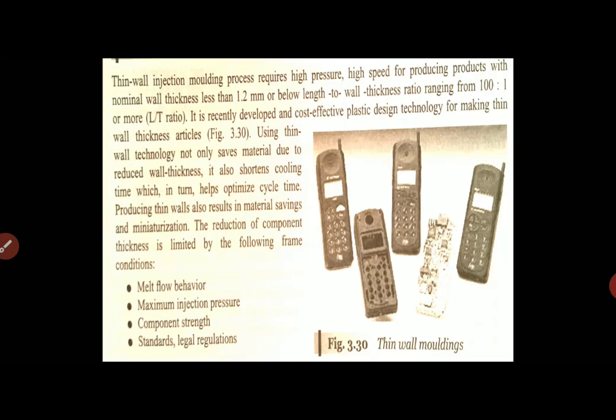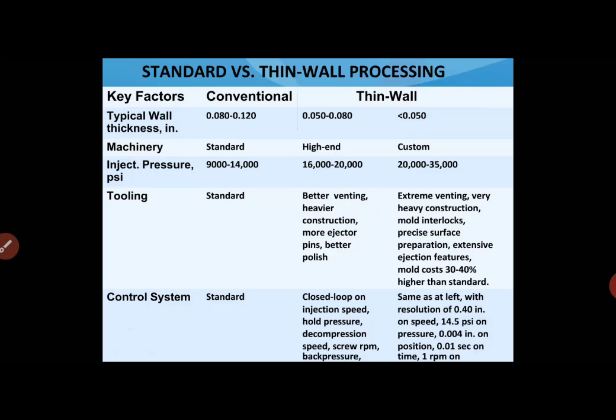The reduction of component thickness is limited due to the following conditions: melt flow behavior, maximum injection pressure, component strength, and standards under legal regulations. Now we can compare the standard or conventional injection molding versus thin walled injection molding.